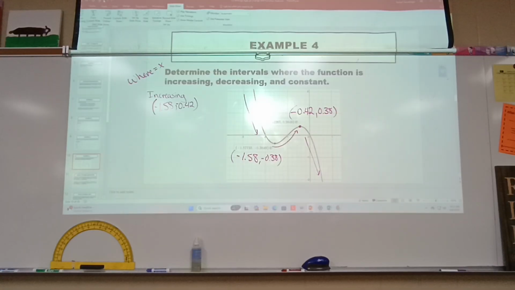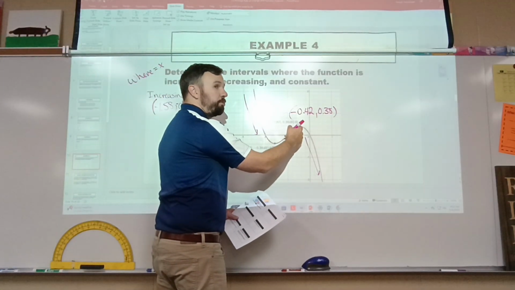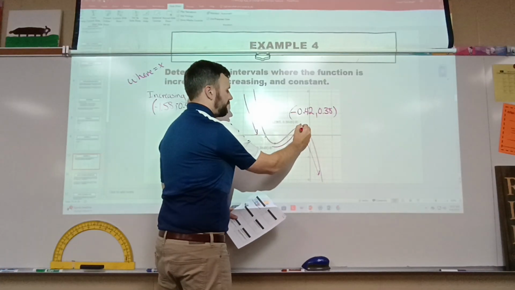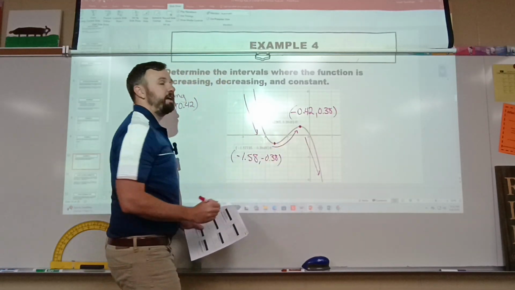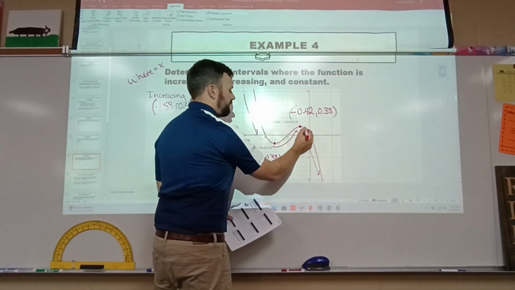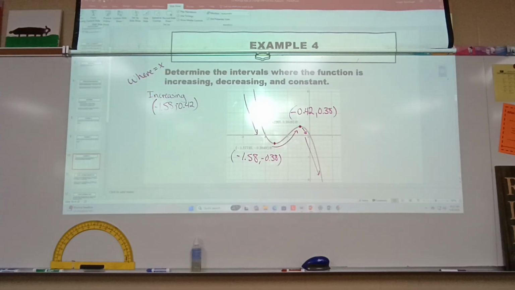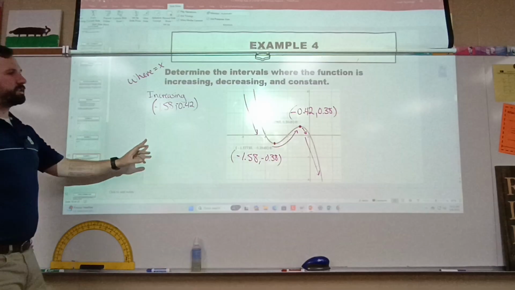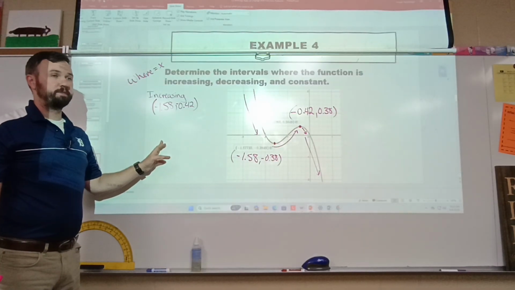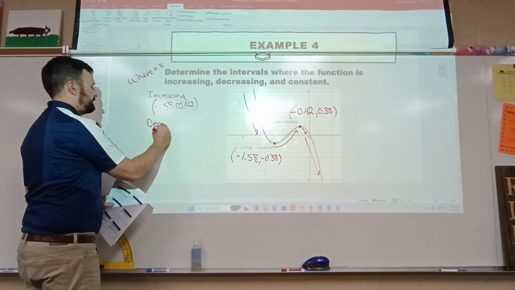I am using parentheses on this when I label it, and here's why I'm using parentheses. At this exact point, am I increasing or decreasing? That's where I change direction, right? So I'm neither. That's actually a constant, okay? So I use parentheses when I do increasing and decreasing intervals, okay? I'm going to teach you guys how we do it.